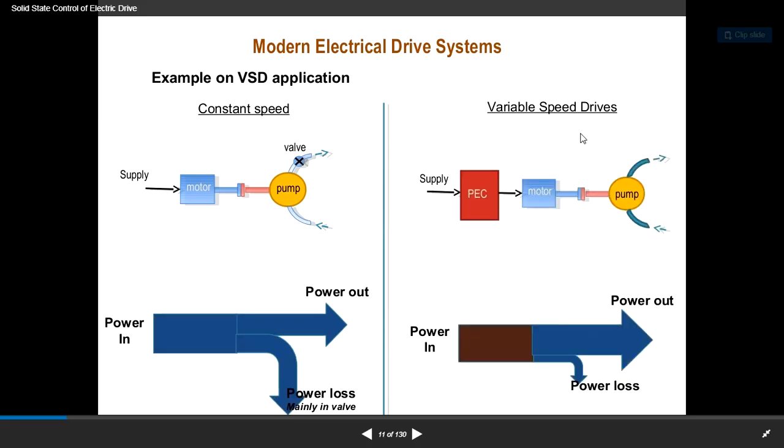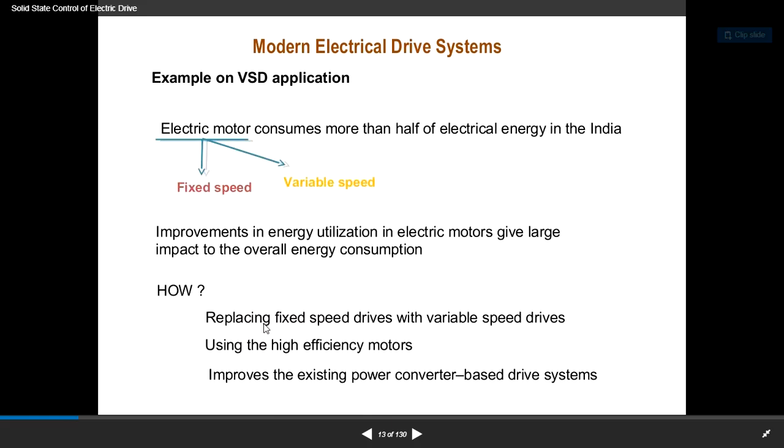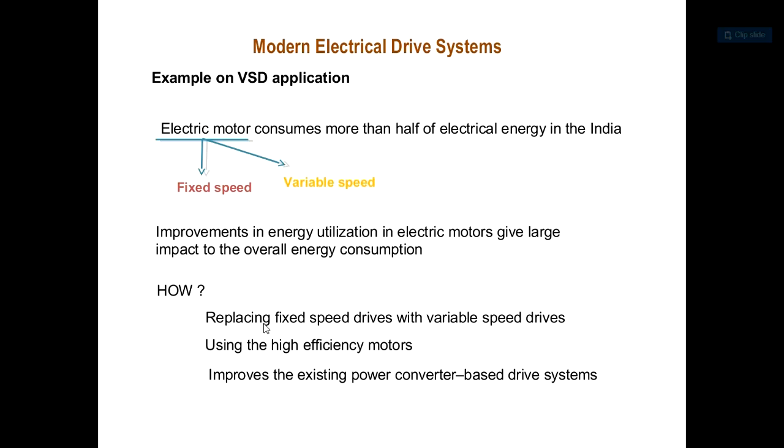But what about variable speed drives? I have a supply, I have a power electronic converter, there is a motor. So this power electronic converter will take care of everything for the pump, and so the power loss is really very low compared to the previous one. There will surely be a power loss, no issue, but it will be much less than that of my constant speed drive. Now examples of this are fixed speed and variable speed. It's very common. We highly use these two types, fixed speed drives and variable speed drives.